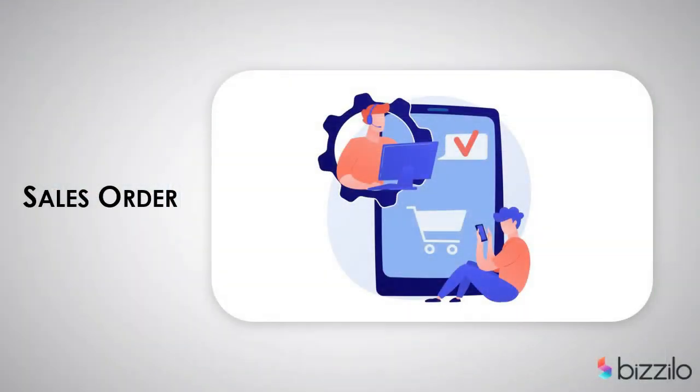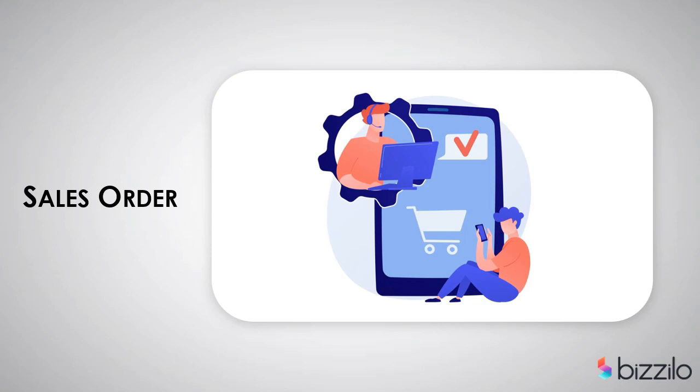A sales order is a formal document sent to customers, confirming the details and prices of a sale. It's usually prepared after a quote has been accepted and the items are prepared for shipping or delivery. In Bizzilo, the sales order process proceeds as outlined below.